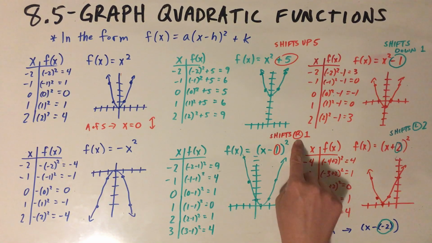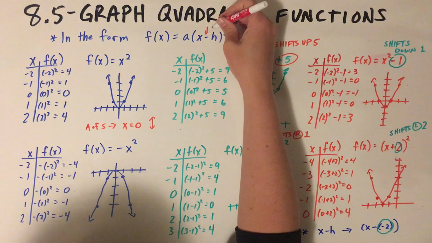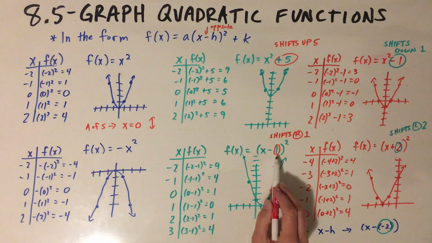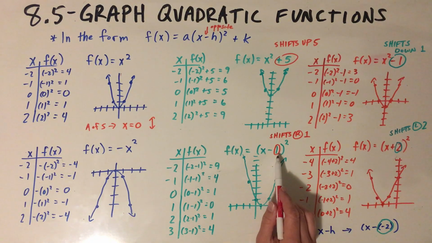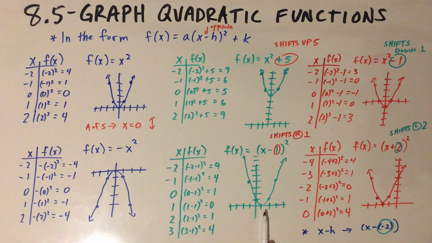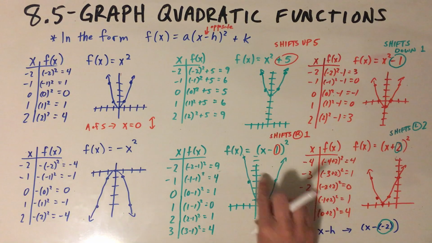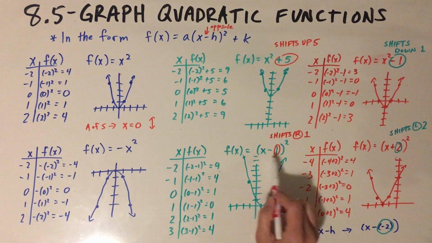In this case, it shifted right, and it shifted right 1, when you would expect it to shift left. But because this is negative right here, it does the opposite of what you would expect. So in this case, h itself is 1, and that's what it's doing, it's shifting it 1, because the negative sign says it does the opposite. So I'm going to shift this graph to the right.